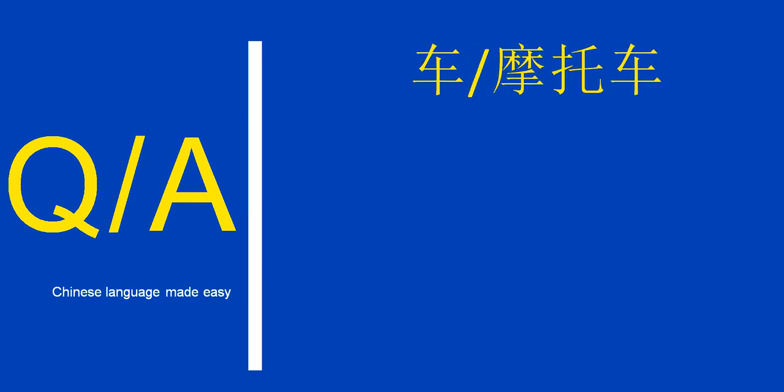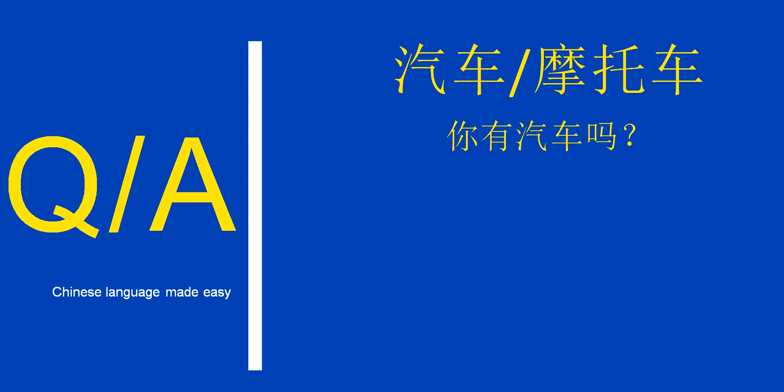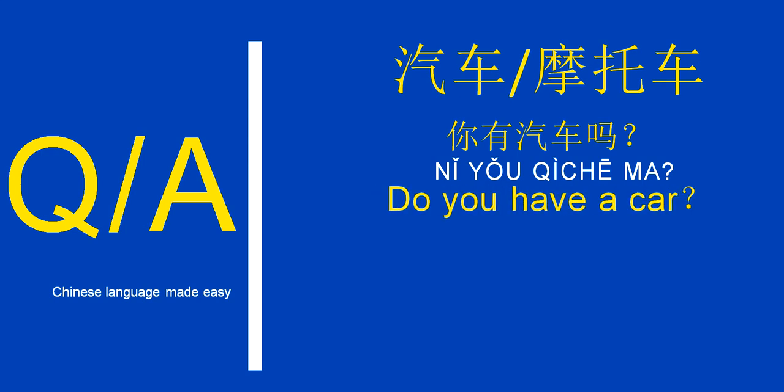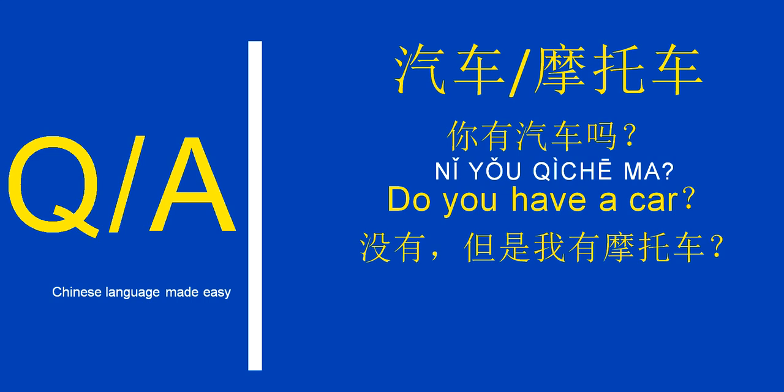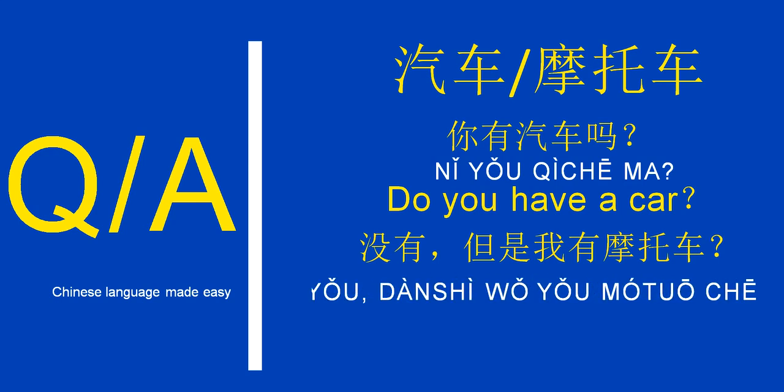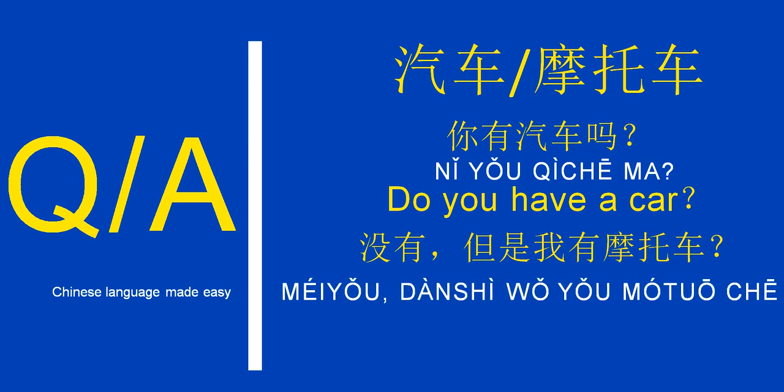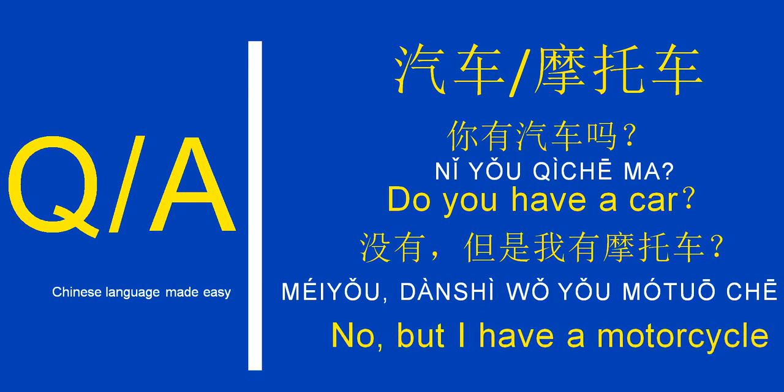The question is 你有汽车吗? You can see the pinyin. So now you can read the above sentence. Okay, do you have a car? So this is a question, and the answer is 没有，但是我有摩托车。没有 means no, 但是 means but, 我有摩托车 means I have a motorcycle. I don't have a car, but I have a motorcycle. So you can answer this in this way.